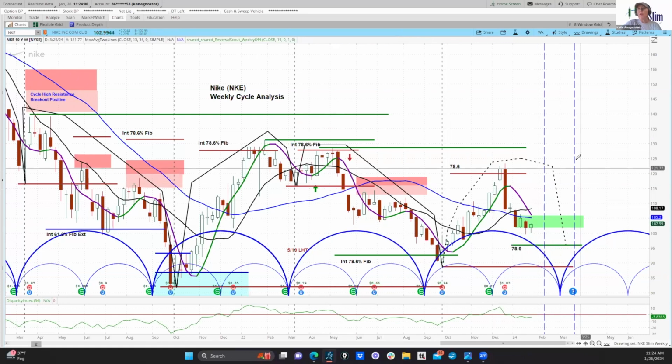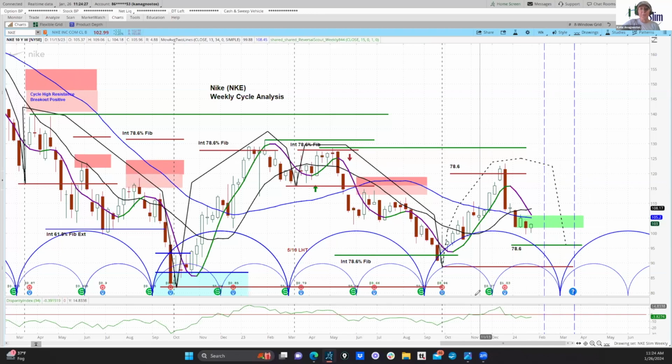Over here on the right, we have blue vertical dashed lines that show the period of time around the next ideal cycle trough when we would expect the current intermediate cycle in Nike to form a low and begin to move up again into the rising phase of the next cycle. And that period of time runs from February 12th to March 22nd.